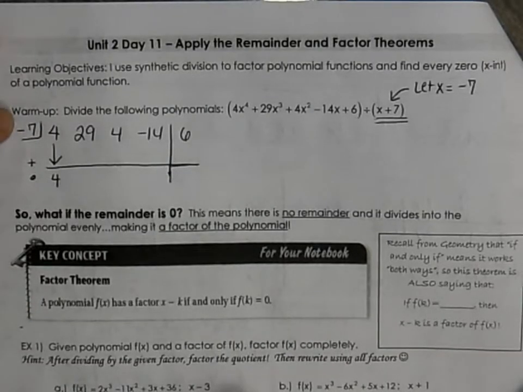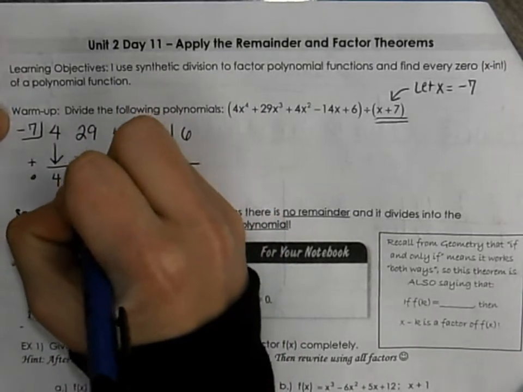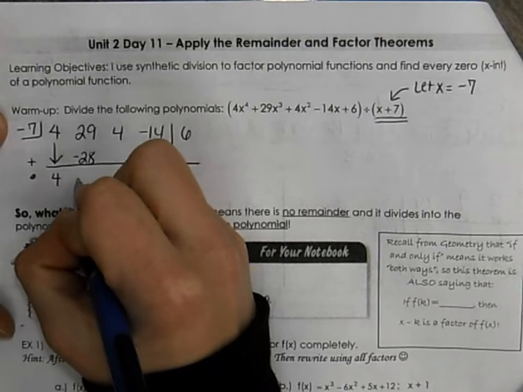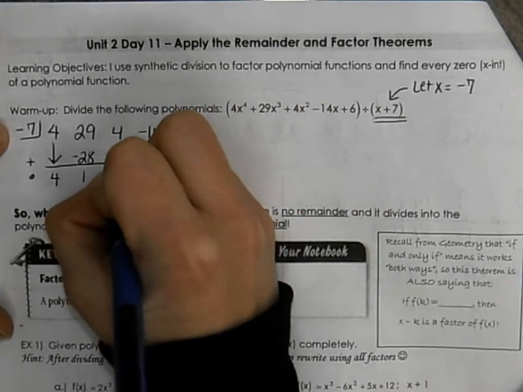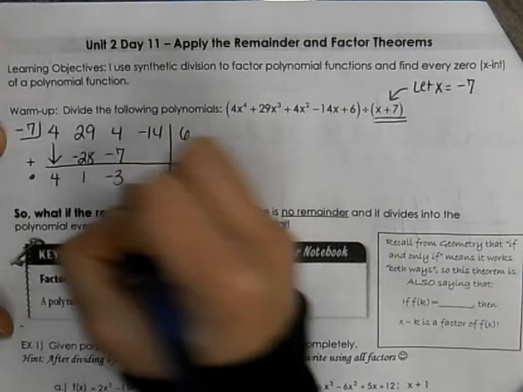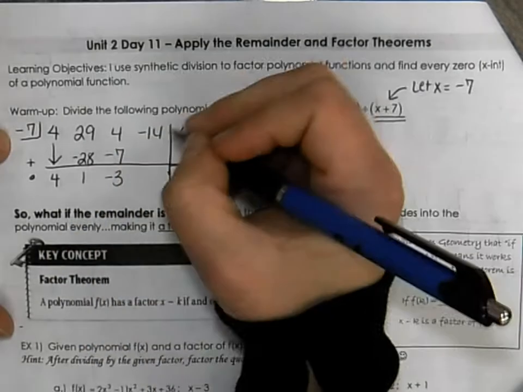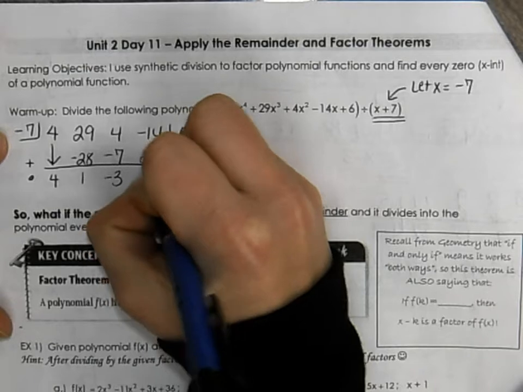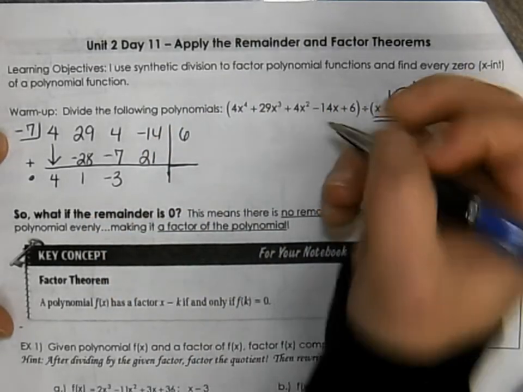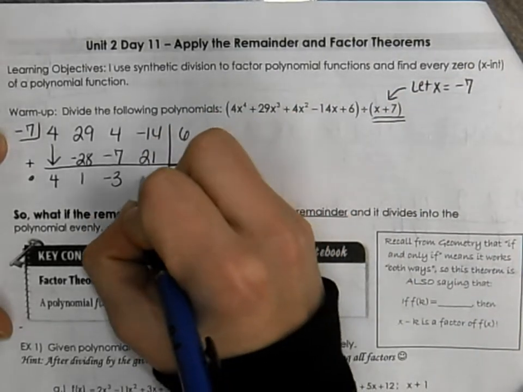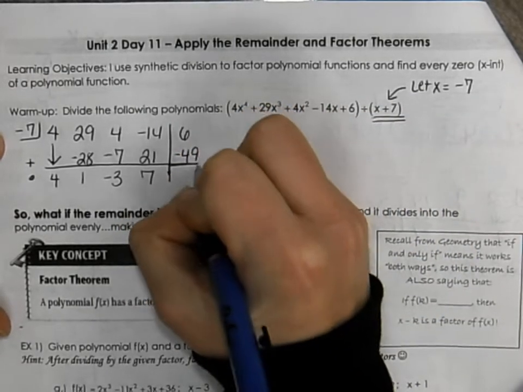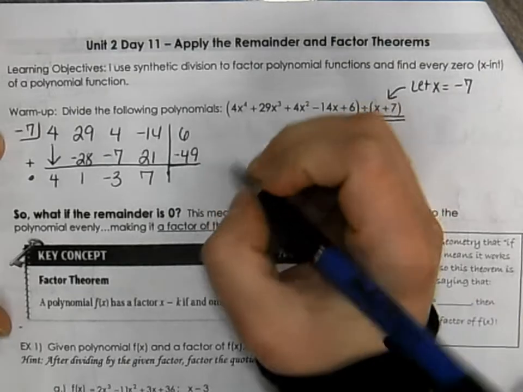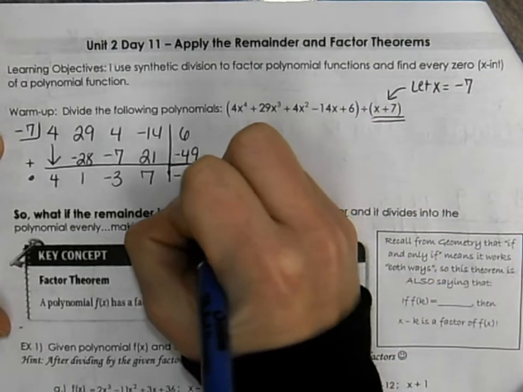So now I'm going to multiply. -7 times 4 is -28. 29 plus -28 is 1. -7 times 1 is -7. 4 plus -7 is -3. -7 times -3 is +21. -14 plus 21 is 7. -7 times 7 is -49, and 6 minus 49 is -43.